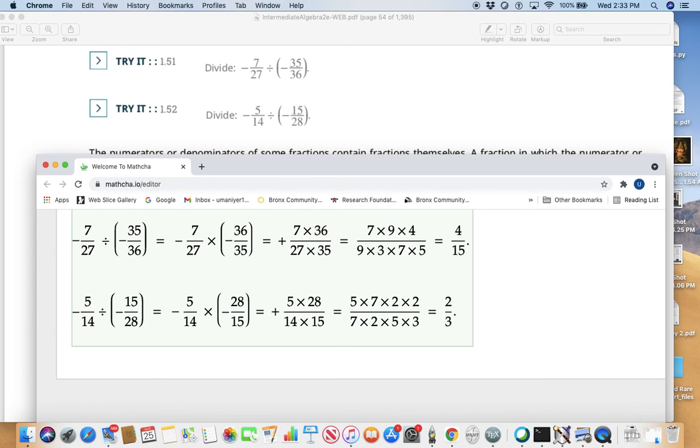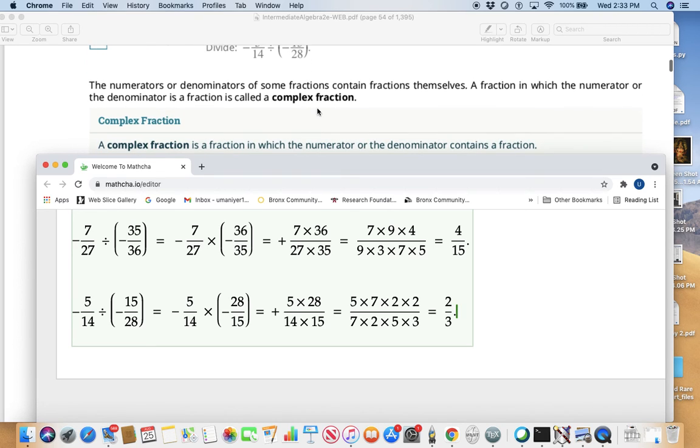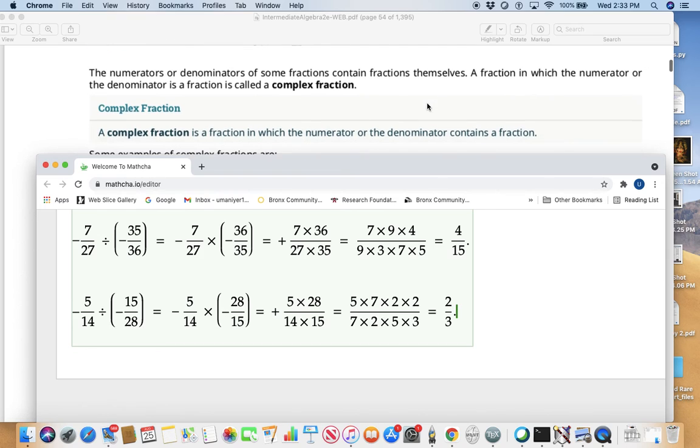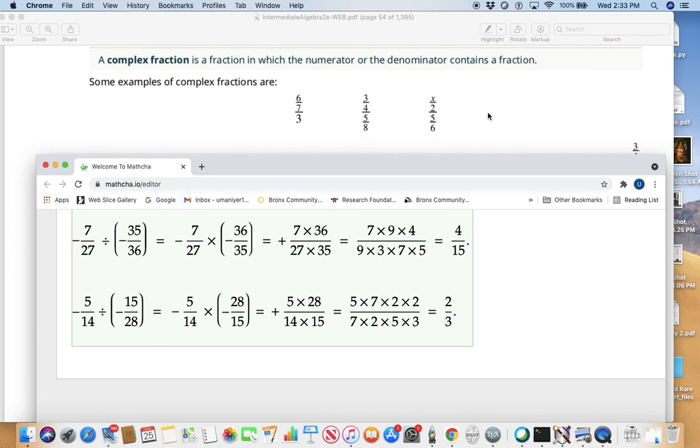And that's that. Okay. So the numerators or denominators of some fractions can contain fractions themselves. A fraction in which the numerator or denominator is a fraction is called a complex fraction. Complex fraction is a fraction where the numerator or the denominator or both already contain fractions. We'll continue with complex fractions in our next video.